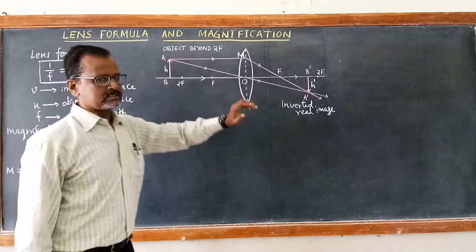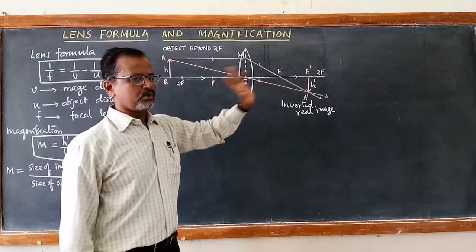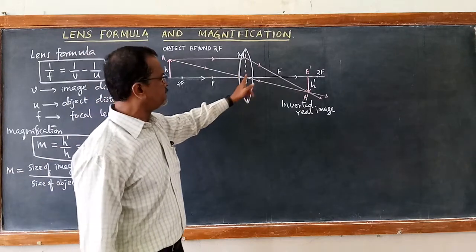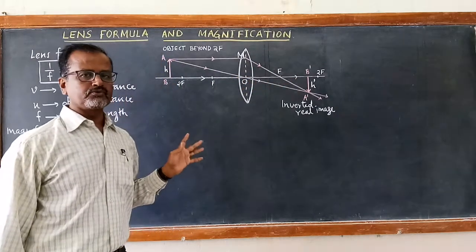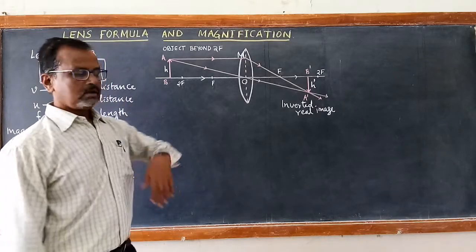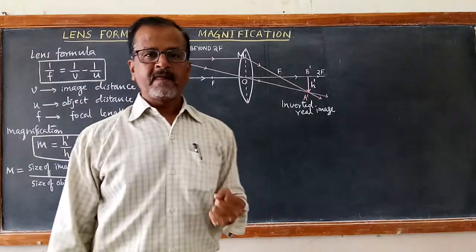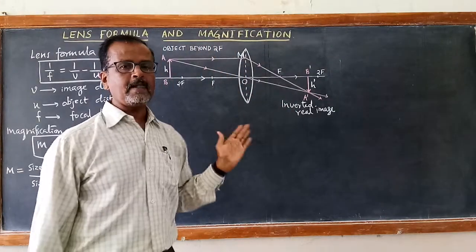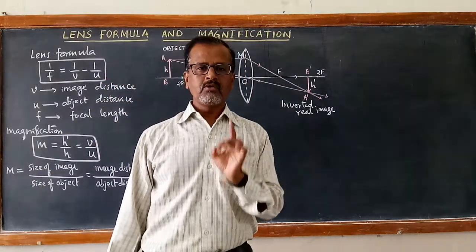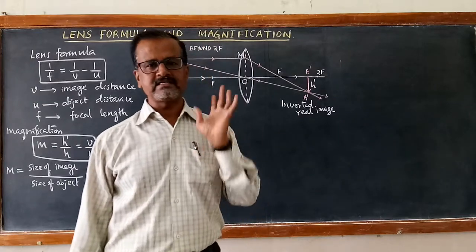For a convex lens, remember, focal length is positive. For a convex lens, the focal length is on the right side. So we take focal length to be positive for a convex lens. On the other hand, for a concave lens, the focal length is negative because the focal length is towards the left side of the concave lens. Therefore, for a concave lens, the focal length is negative.